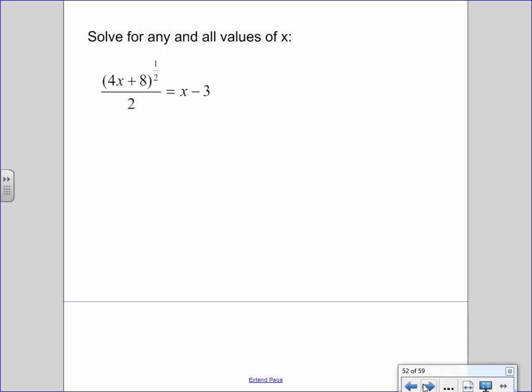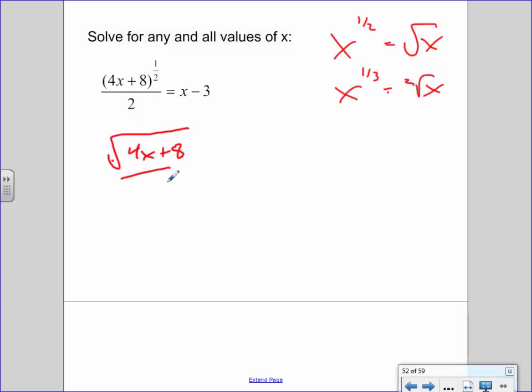What does the exponent of 1/2 mean? Square root, right? You guys remember this, right? If you have x to the 1/2, it means that it is a square root. If I give you x to the 1/3, it means it's a cubed root. So if all of this is to the 1/2, really it just means that you have the square root of 4x plus 8 over 2 equals x minus 3.